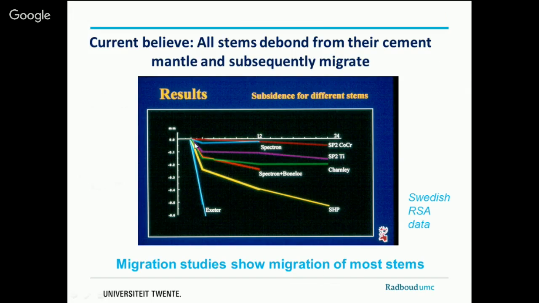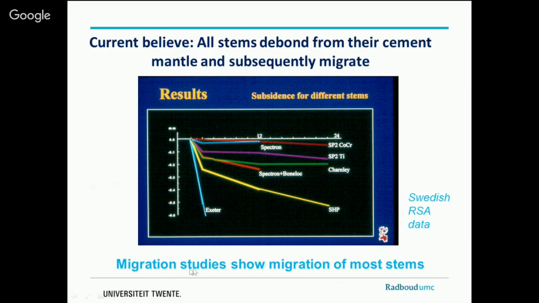However, if you look at migration studies, and this is a study from Sweden, they can look very accurately at the migration of the stem in the cement. You see here the migration of the stem in time, up to 24 months. What you see is that they all migrate. So it means that they move in the cement mantle, and it means that they debond from the cement. So there is movement.